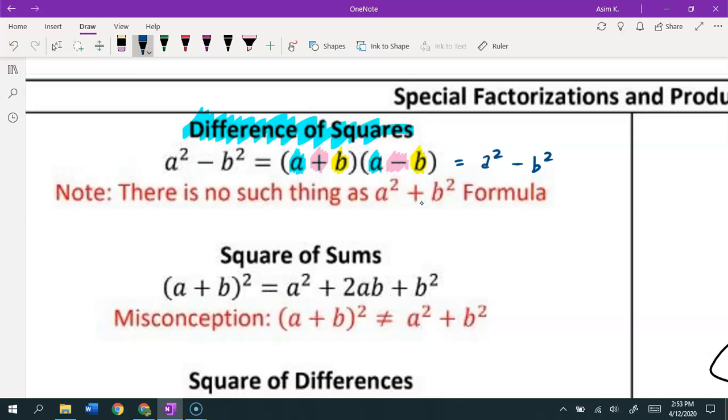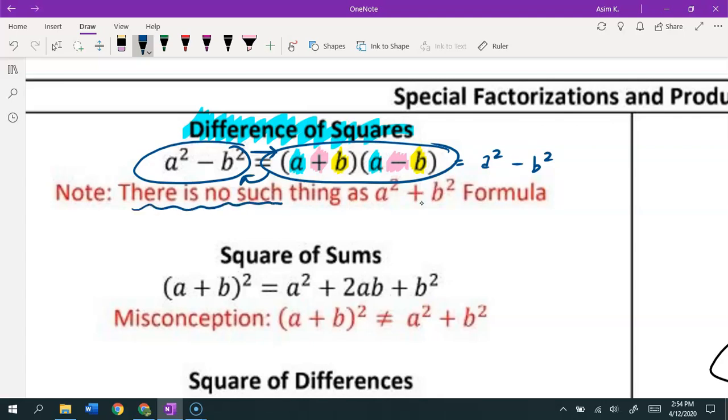I understand that this is written in the format of a squared minus b squared equals this. You'll understand eventually in the next part of the lesson why we write that. But for now, what I'm trying to explain to you is to be able to make this connection very quickly. And then I'll also explain to you what I mean by there is no such thing as an a squared plus b squared formula.